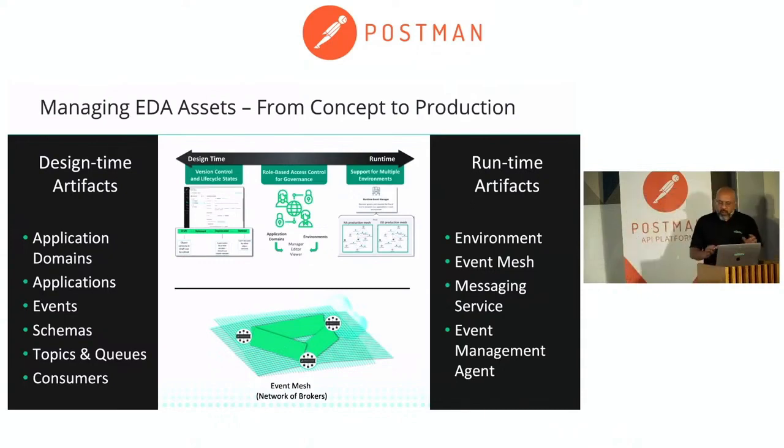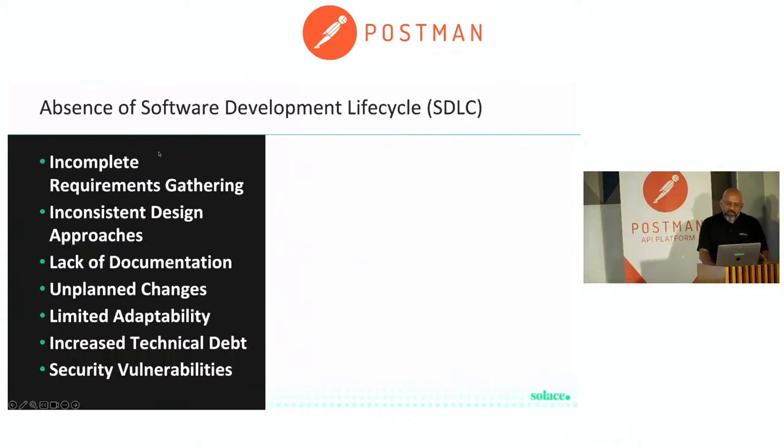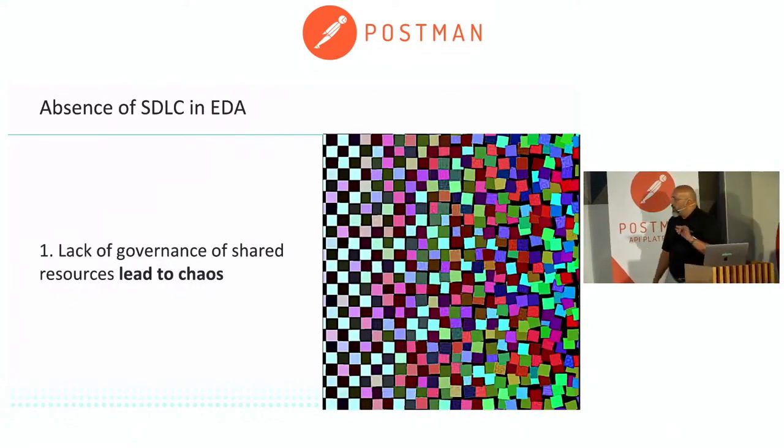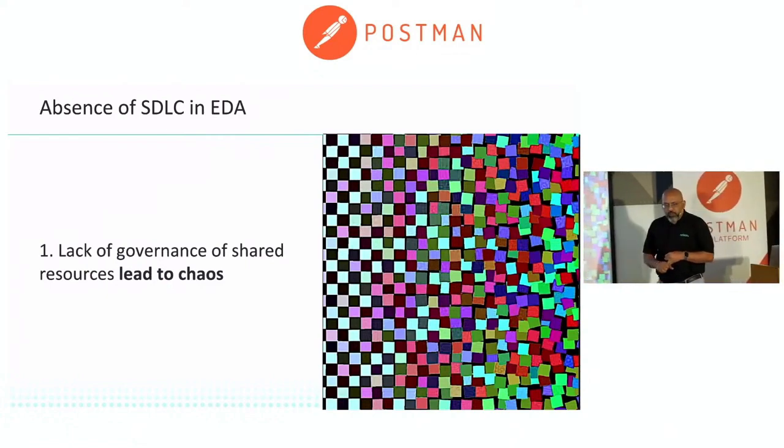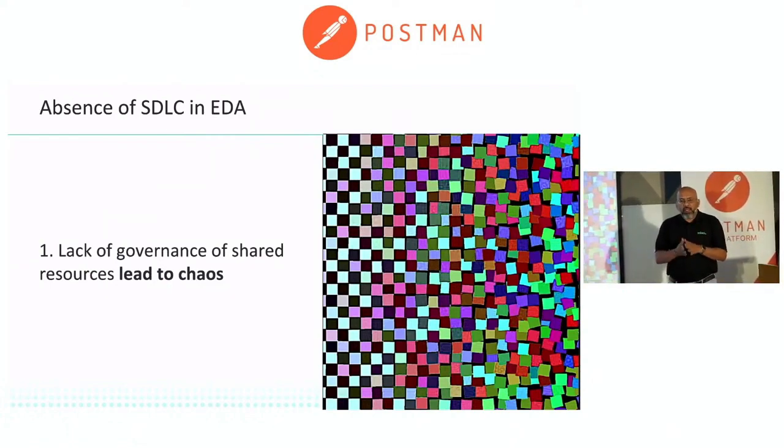All these assets or artifacts need to be managed. Now, in the absence of SDLC, we know the traditional issues that you would have: incomplete requirements gathering, lack of documentation, limited adaptability. Pretty much you are black-boxed in time, right? You cannot move out with these. Now, how about EDA? EDA suffers from the same problems, but I want to call out only four. First one is lack of governance of shared resources. At an enterprise level, anything that we say, the first question is, what's your governance strategy, right?